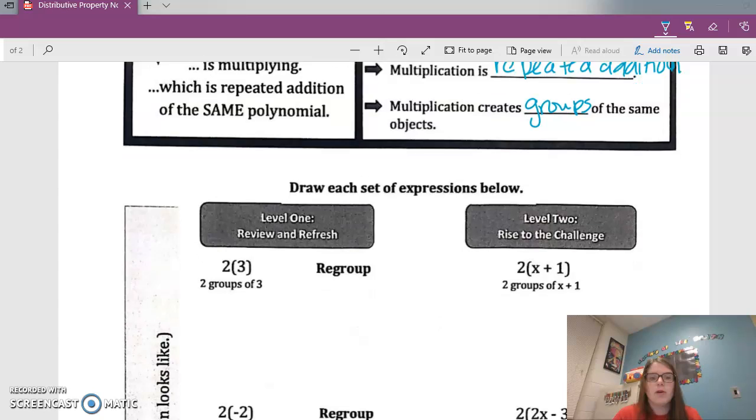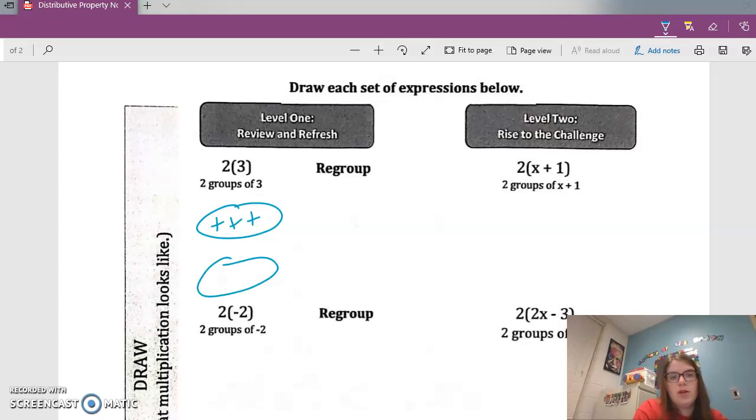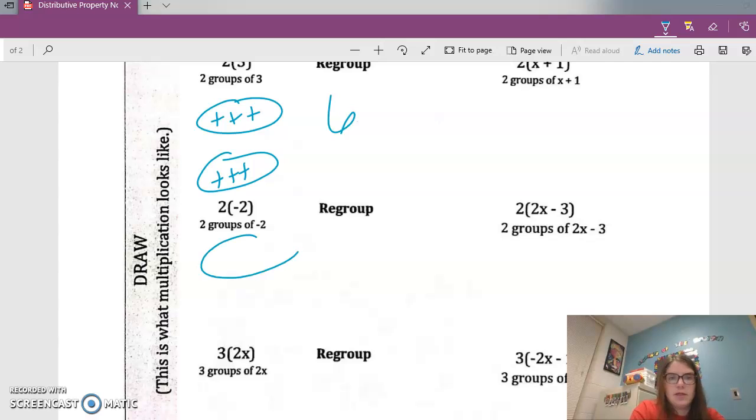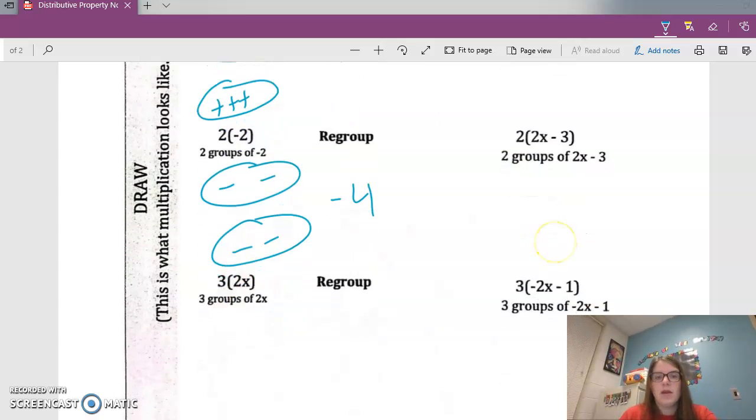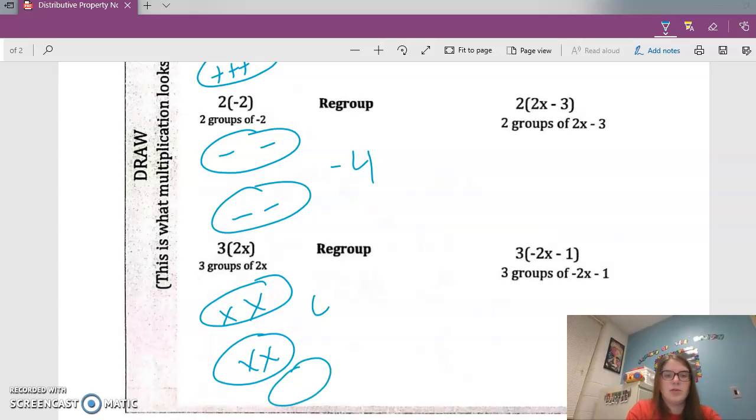Okay, so if we're going down here, for level 1, if I have two groups of 3, I'd have two groups, 1, 2, 3, 1, 2, 3. If I group all those together, I'd get 6. If I have two groups of -2, I'd have 1, 2, 1, 2, so a total of -4. If I have 3 groups of 2x, I'd have a total of 6x.